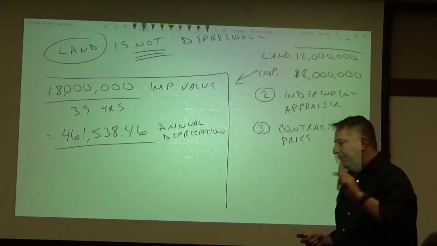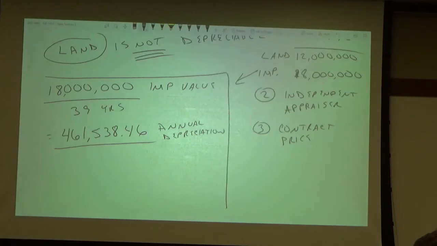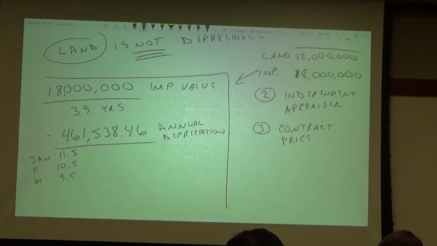Okay, so what that means, to kind of write this out, in January, if you place it into service anytime during the month of January, you get 11 and a half months of depreciation for that year. February, 10 and a half. March, 9 and a half. April, 8 and a half. May, June, July, August, September, October, November, December. So we just kind of keep decreasing it.